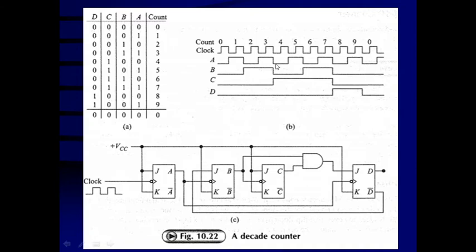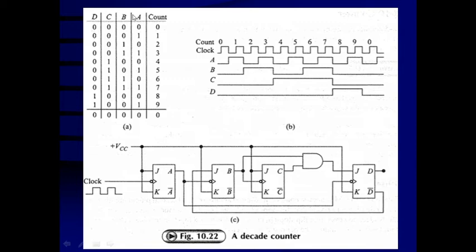Now, what about flip-flop D? When the output of B and the output of C both are going to be high, the output of the AND gate is going to be high, the J input is going to be high, and the flip-flop is going to toggle. So on the negative edge of this clock pulse, flip-flop D is going to toggle. Prior to that both are low, so the J input is going to be 0, so it is going to be reset to 0.